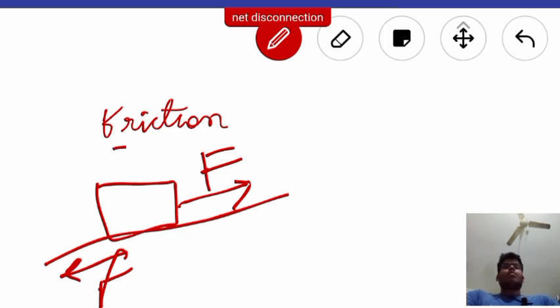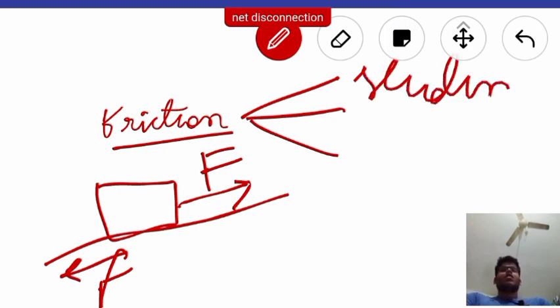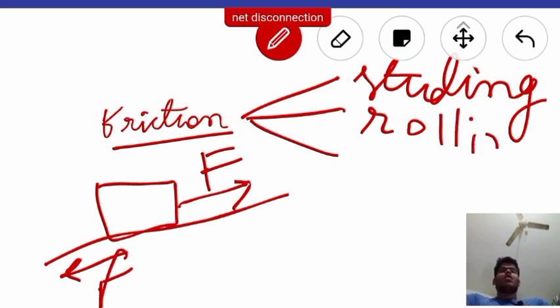Friction is of the following types: sliding friction, rolling friction, and such.